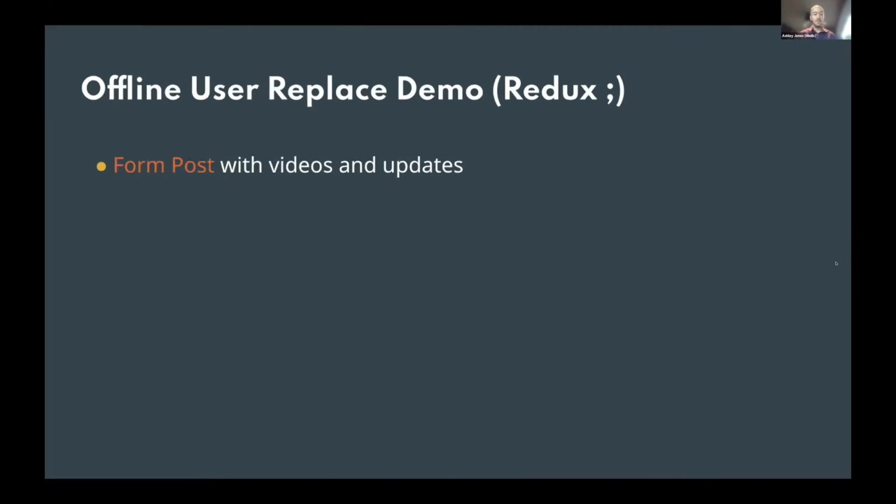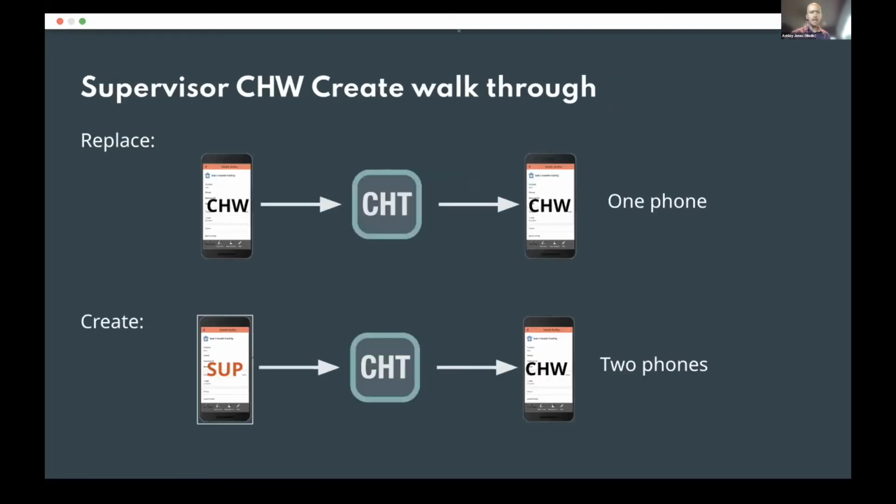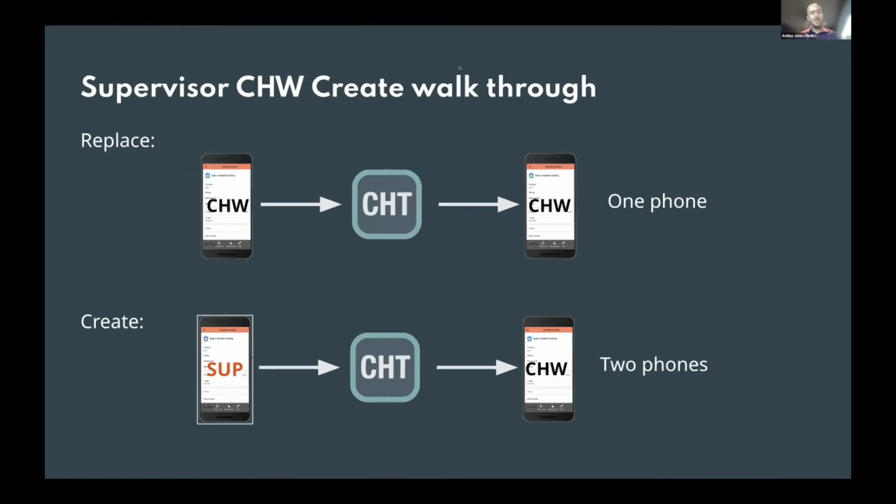So we just did the offline user replace demo, and there's a forum post for anyone who wants to read more about that. So this is a high-level diagram that talks about the difference between replace and create. We just saw replace, and what replace does is using the same phone on the left and on the right, allow the supervisor to fill out a form, the CHT to synchronize the data, and then on the same phone, continue using the phone as a new user.